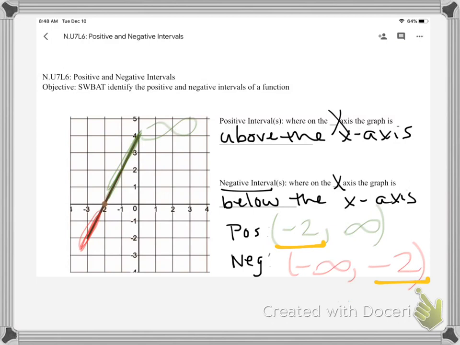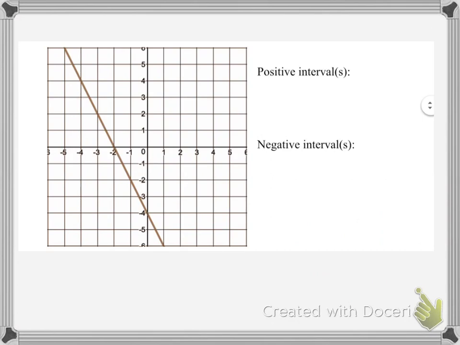So let's go ahead and look at our second example and do that same process. We got to look where is it above the x-axis for my positive interval and where is it below for my negative interval. So for my positive interval, we are above the x-axis all through right here. So this side we know is -infinity. So my positive interval is going from -infinity to -2.